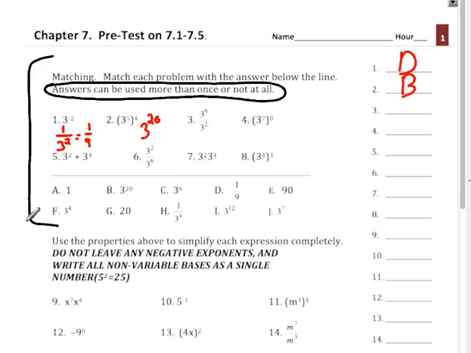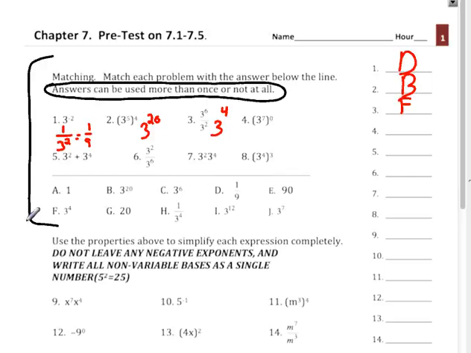Number three, 3 to the 6 divided by 3 squared. Well, this is going to be our subtraction rule. When you're dividing two things of like base, we end up subtracting our exponents. So 6 minus 2 leaves me with 4. And 3 to the 4 matches letter F. Now notice here, remember, my base doesn't change, only the exponent changes, okay? So don't go changing the 3 at all. The 3 stays. It's only the exponent that ends up changing.